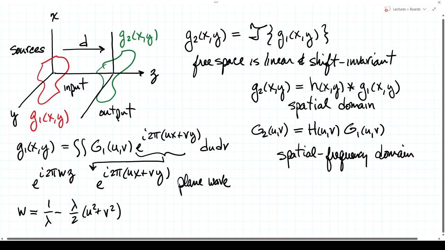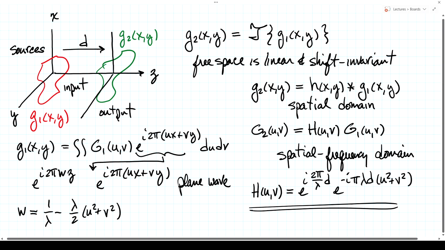And so we can say that the transfer function of free space is just e to the i 2 pi w d, where d is the amount by which we've changed the z coordinate. And in the paraxial approximation, here we'd have e to the i 2 pi over lambda d. And then here we have e to the minus i, let's see, 2 pi and then over 2, so that'd just be pi lambda, and z would be replaced by d, times u squared plus v squared. So this would be e to the minus i pi lambda d (u squared plus v squared). So the transfer function for free space is simply the change in the phase due to a change in the z-coordinate, which in the paraxial approximation is that expression right there.